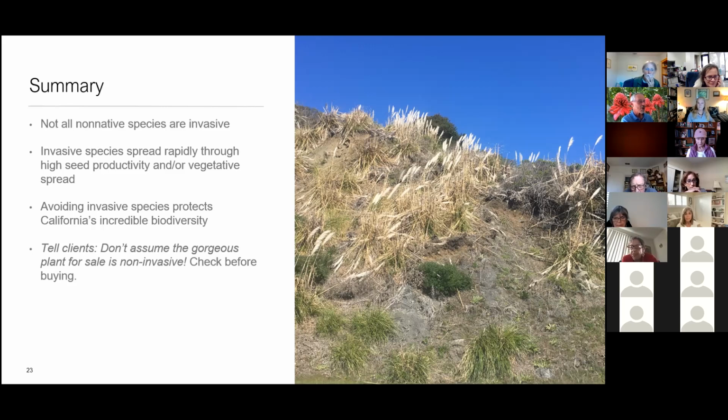Invasive species spread rapidly, such as you see in that picture, through high seed productivity or vegetative spread. What people did with this plant is when they got married, they would take one of these beautiful stalks and stick it on their antenna. Nobody has those antennas anymore, and drive down the freeway. We're married. They propagated.